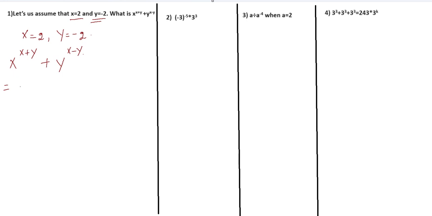So in the place of x you just put the number 2. So 2 power 2 plus minus 2, plus in the place of y you need to write minus 2, and in the place of x you simply write 2 minus of minus 2. So you can see that in the place of x, I am simply writing 2 and in the place of y, I am just mentioning it as minus 2. Okay, now let's try to resolve this.